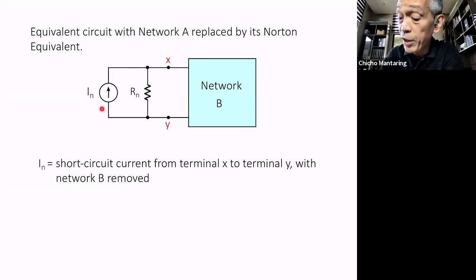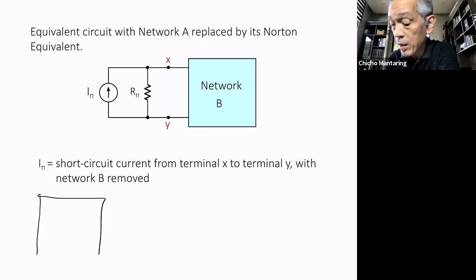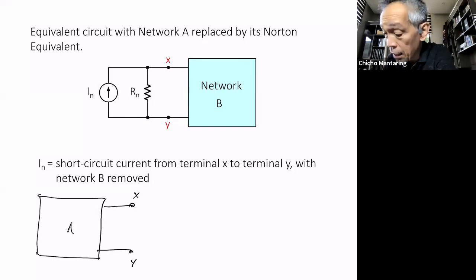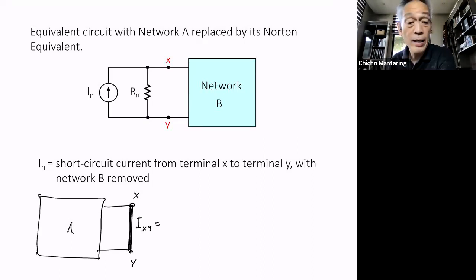Now, what is the value of I sub n? I sub n is the short circuit current from terminal X to terminal Y with network B removed. So in other words, if this is network A, this is X and this is Y, what will I do? I will short this. I will short that. Kukunin ko yung IXY, that is the current that will flow in my short, that is equal to I sub n. So yan yung magiging value nitong I sub n.